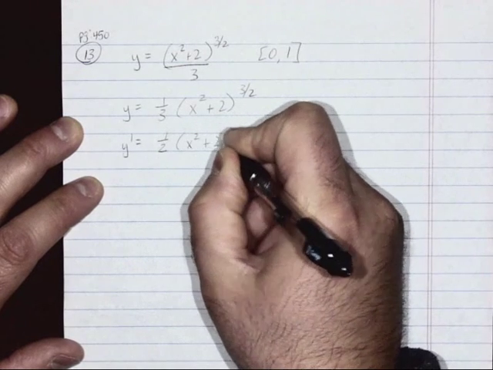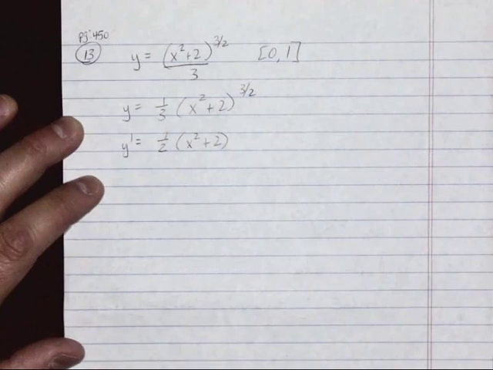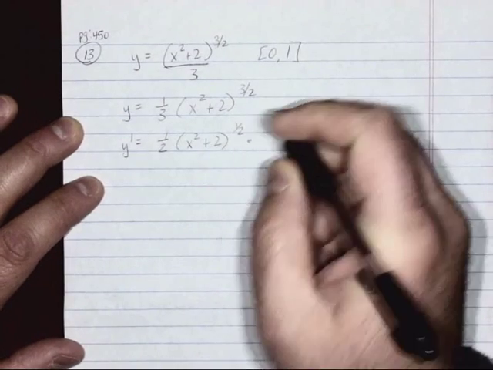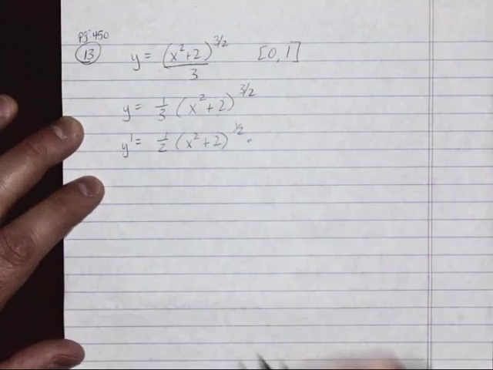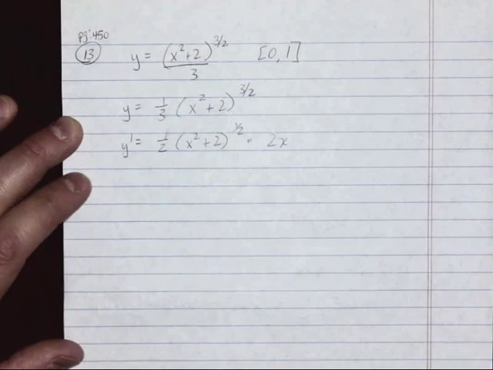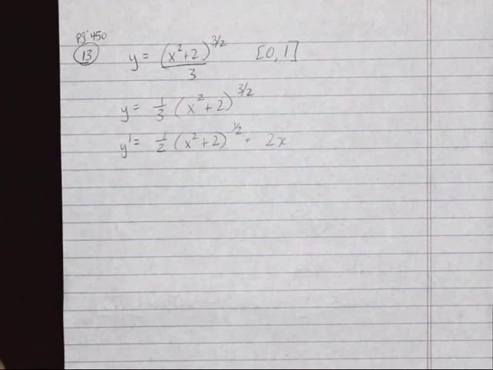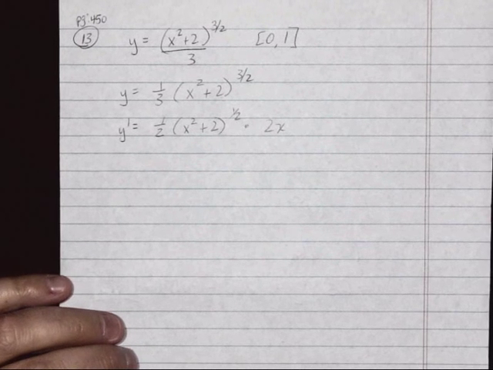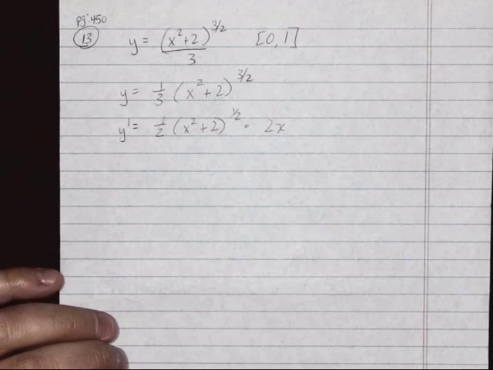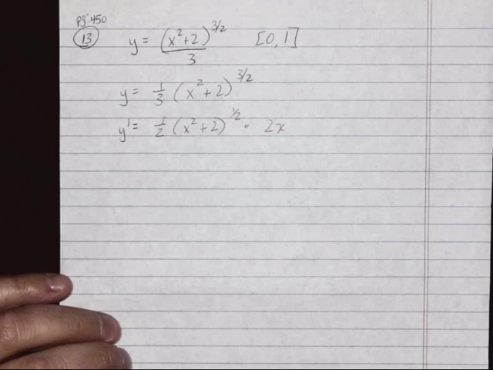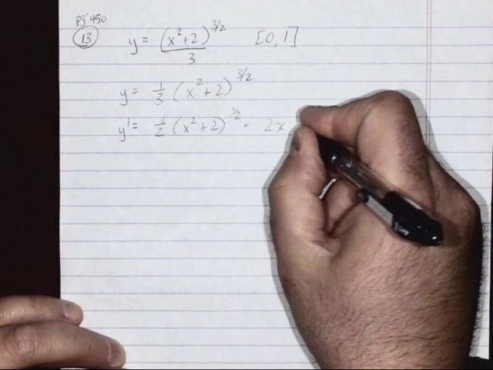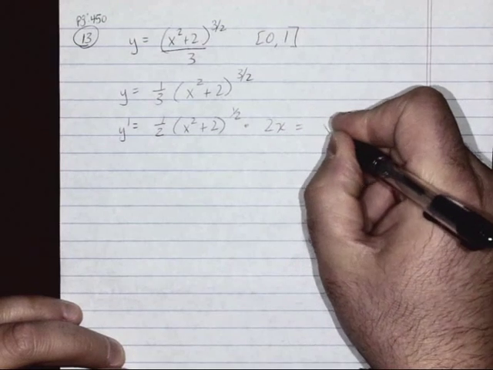Keep this parentheses the same. Subtract 1 from the 3 over 2, which gives me 1/2. And then times that by the derivative of what's inside, which is 2x. Okay, so then that gives me my derivative. So I'm going to clean that up just a little bit, because I can multiply 1/2 and 2 there and just end up getting an x.